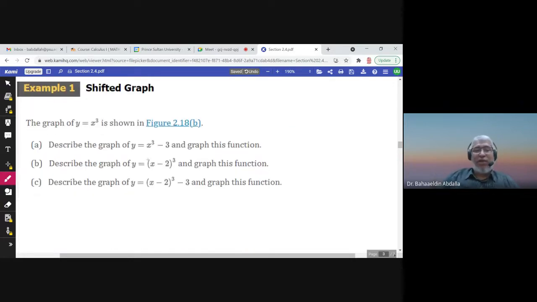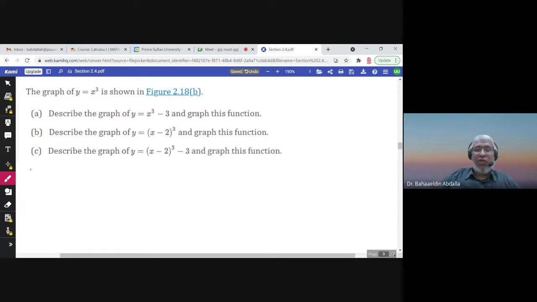So for example, we know the graph of x cubed. What would be the graph of x cubed minus 3? Well, for x cubed minus 3, we go 3 units down. So take the graph of x cubed, and you go 1, 2, 3 units down, and then you graph x cubed. So this is x cubed minus 3.